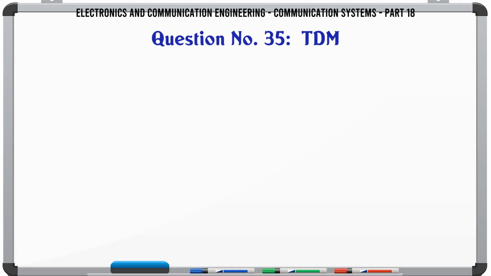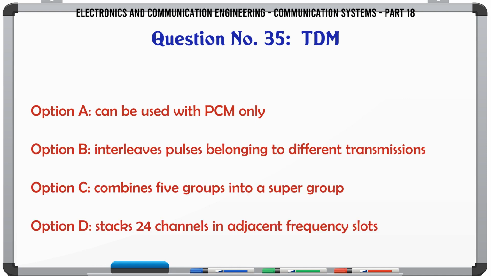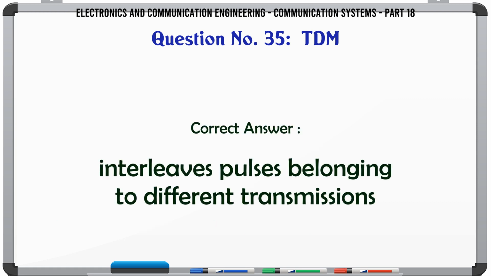TDM: A. Can be used with PCM only. B. Interleaves pulses belonging to different transmissions. C. Combines 5 groups into a supergroup. D. Stacks 24 channels in adjacent frequency slots. The correct answer is interleaves pulses belonging to different transmissions.